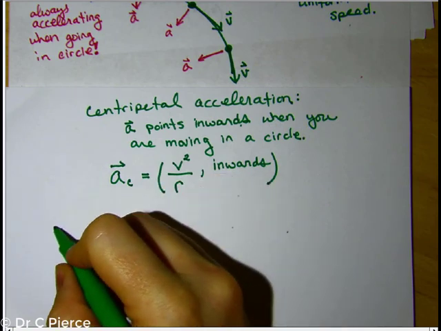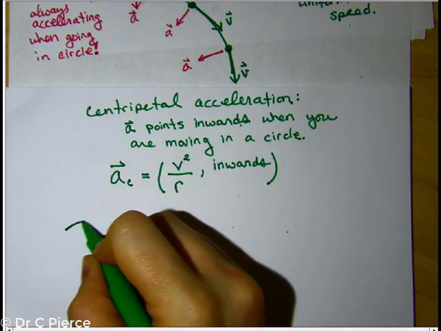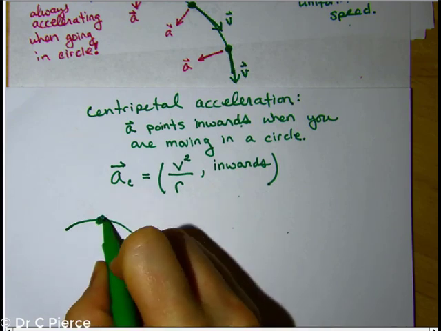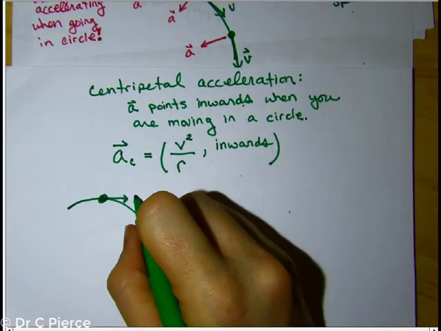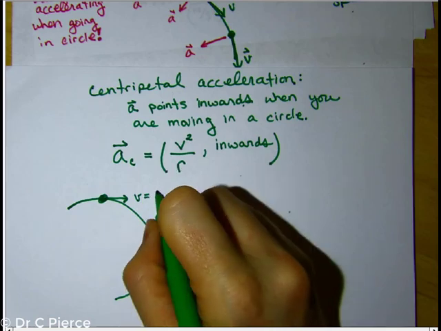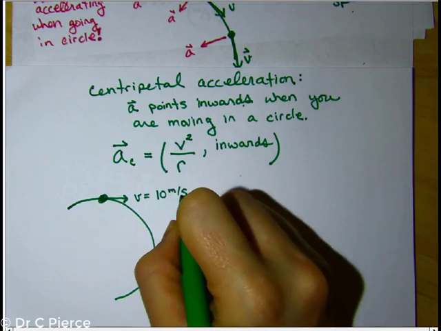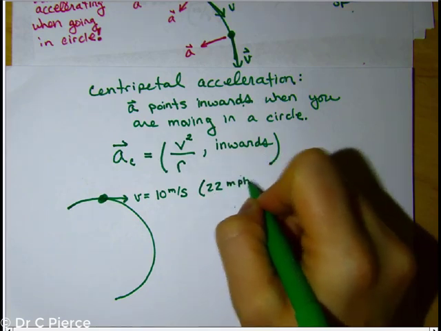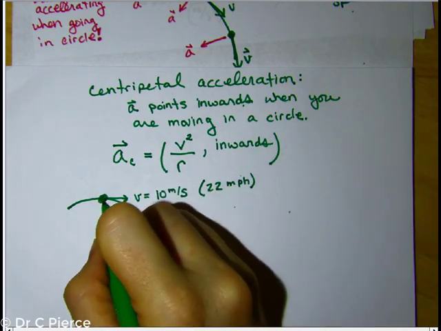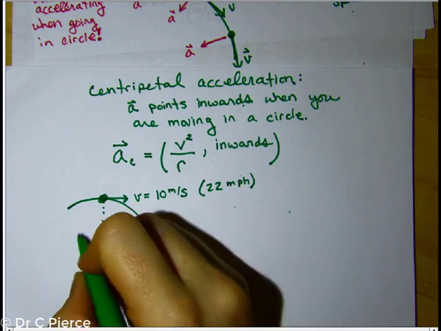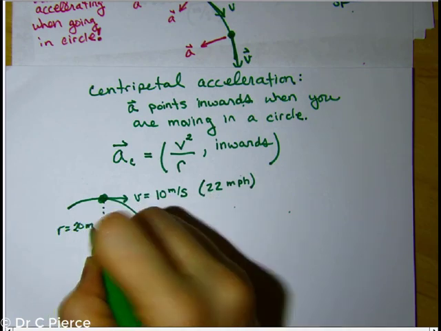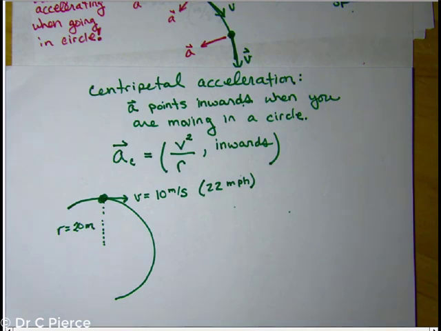As an example, let's say that you were going around a curve on a road. And let's say that your speed was equal to 10 meters per second, which is about 22 miles per hour. And let's say that the curve that you were traveling around had a radius of 20 meters. What acceleration would you feel just by moving in a circular path?